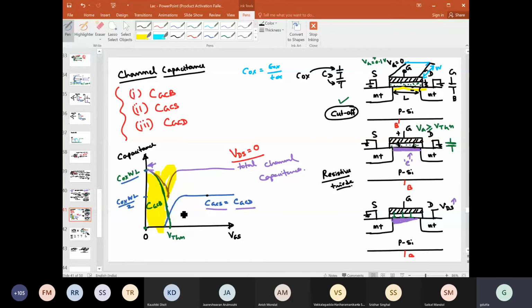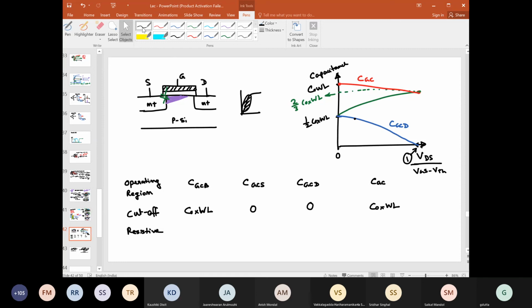Then for this region we have seen the CGCB value is 0, right? And the gate to source capacitance and gate to drain capacitance will each be equal to half of Cox WL. So in the resistive or triode region, this part becomes 0, this becomes half of Cox WL, this becomes half of Cox WL. The total capacitance is just adding these, Cox WL, right? Okay. Now here comes the saturation region.